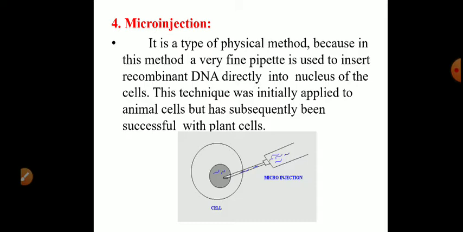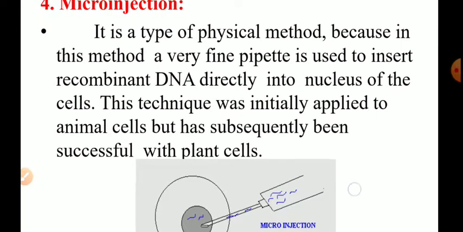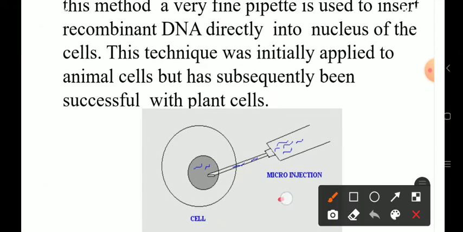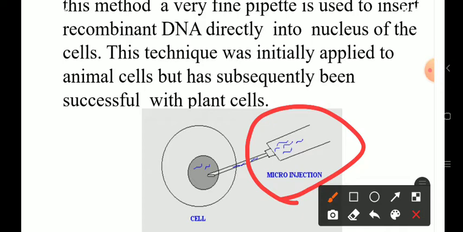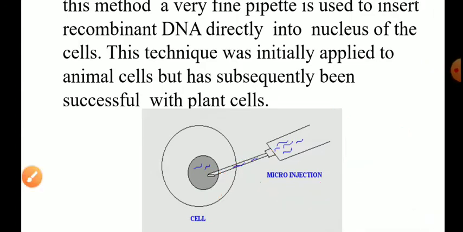The next method is microinjection. It is a type of physical method because we use a fine pipette to insert recombinant DNA directly into the nucleus of the cells. Again, it is practiced mostly in eukaryotic organisms. It is a physical method where we use a microinjection needle, a fine pipette or syringe, to insert the recombinant DNA directly inside the nucleus of the host organism, the cloning organism.